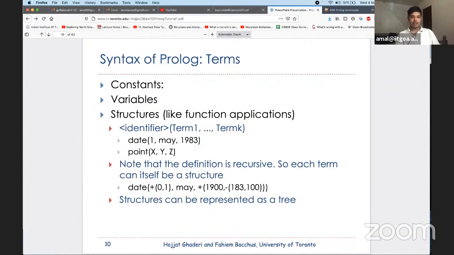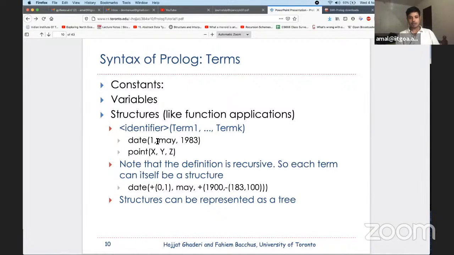Okay. And then we have relations, or what they call structures. They're like functions. What do they look like? There is an identifier, and then there are some terms. For instance, date 1 May 1983. Here 1 is a constant, May is a constant, 1983 is a constant. So it's an identifier followed by three constants.